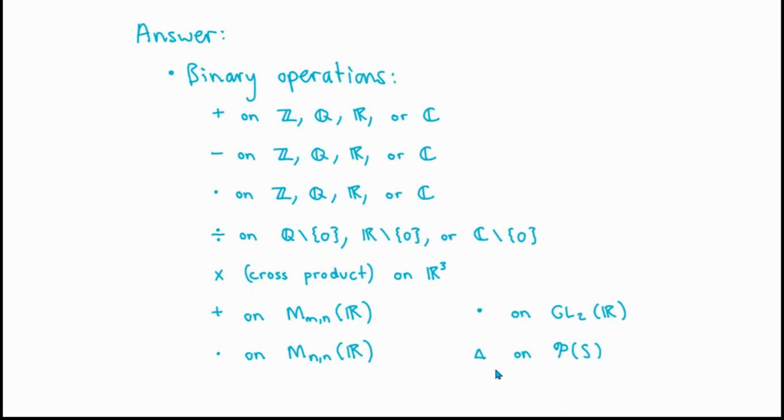It should also be pretty clear that the symmetric difference is a binary operation on the power set of an arbitrary set S. That's just because the symmetric difference of two subsets of S is just another subset of S.